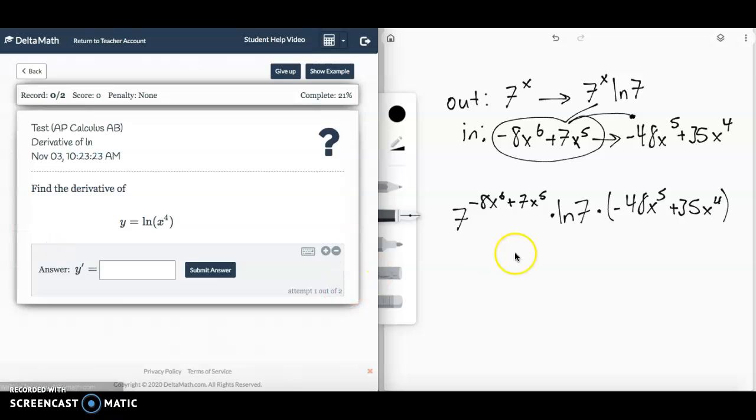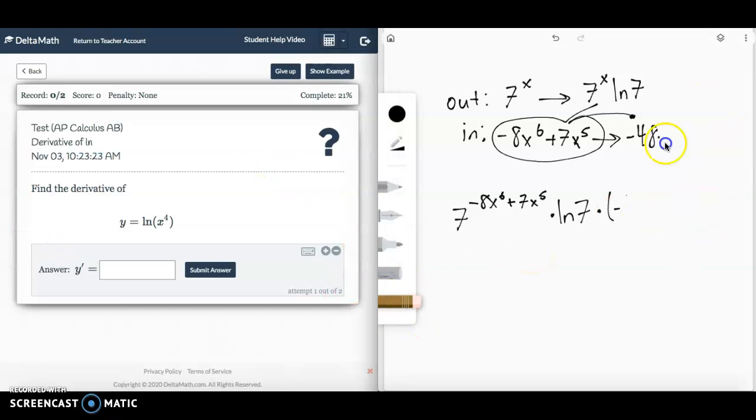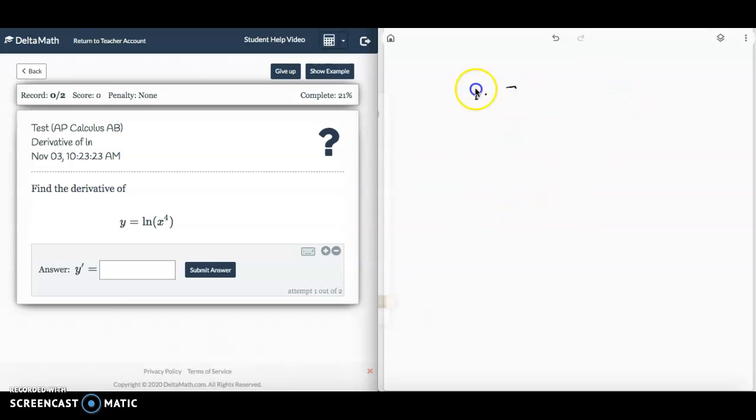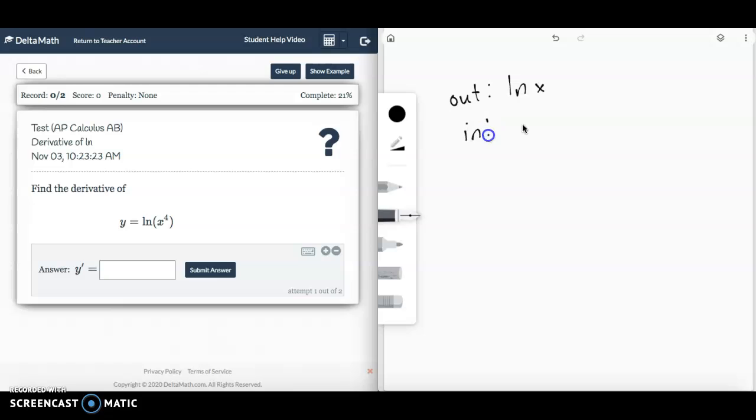All right, derivative of natural log, speaking of natural logs. So my outside function is natural log of x. My inside function is x to the 4th. Derivative of the outside is 1 over x. Derivative of the inside is 4x cubed. This is one of the ones you have to memorize. Derivative of the outside, keep my inside the same, times the derivative of the inside.